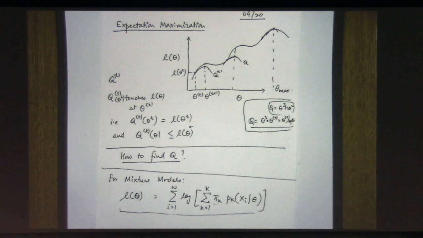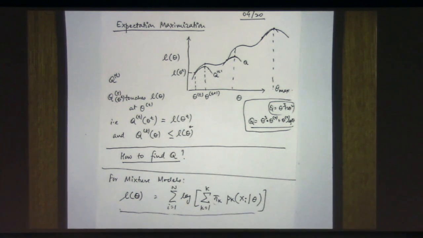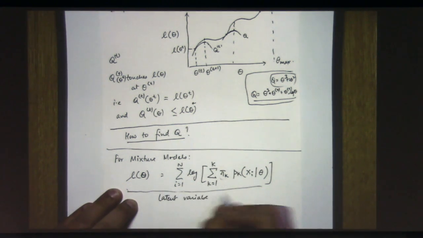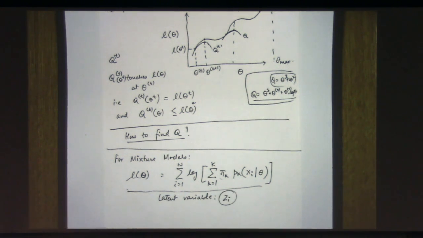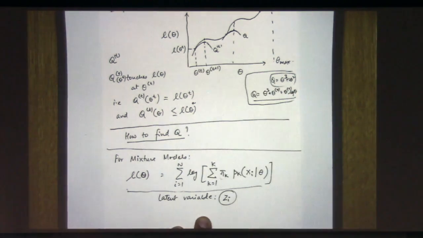So the main applicability of the expectation maximization approach is to deal with situations where you have latent variables. For example, in our mixture model, remember we have this latent variable called zi, where zi is the assignment. Zi tells you which mixture component xi came from, and that is something we don't know. So that is a latent variable, and in these situations you can use expectation maximization.